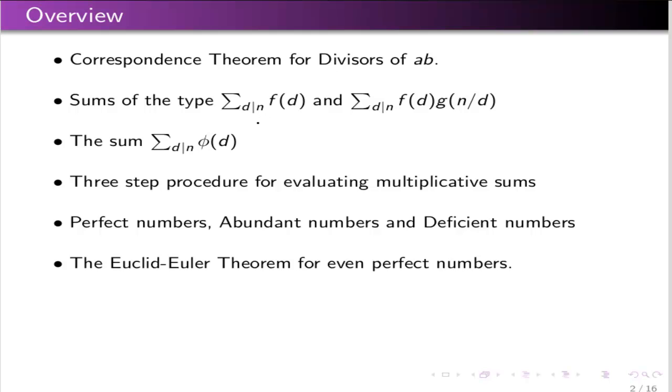In particular, we'll look at the sum of the Euler phi function, sigma d divides n of phi of d. We'll talk about the three-step procedure for evaluating multiplicative sums of the type right here. And then we'll define perfect numbers, abundant numbers, and deficient numbers, and finally prove the Euclid-Euler Theorem for characterizing the even perfect numbers.